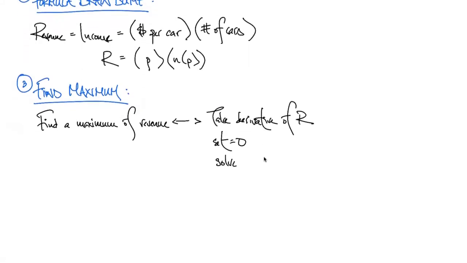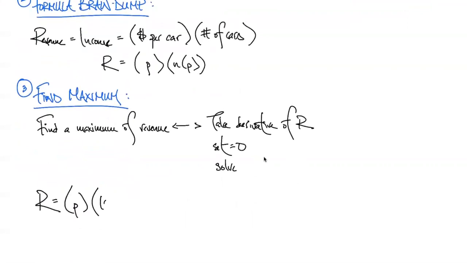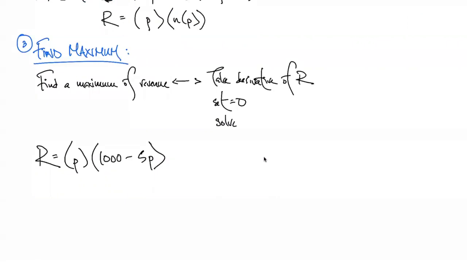And so we have our revenue equals the price times, instead of N of P, I'm going to use the equation they gave us, 1,000 minus 5p. So 1,000 minus 5p. And if I know I have to take a derivative, what would be wise to do next? Yeah, let's simplify, right? I don't want to use product rule if I don't have to.